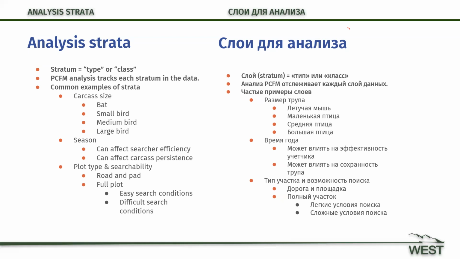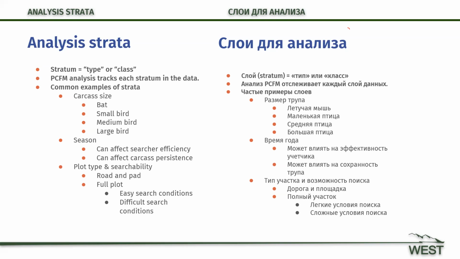Season is another common stratum. Season can affect searcher efficiency if the vegetation growth is extreme in the summertime. It's simply harder to see things in a highly vegetated area. Season can also affect carcass persistence, as the scavengers are more or less active in different seasons of the year.